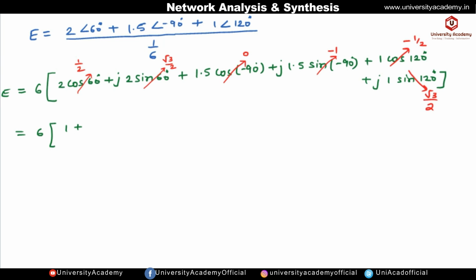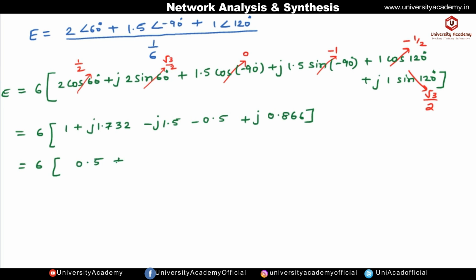Okay, so now it will become 2 into 1 by 2 is 1 plus j into root 3, so root 3 is 1.732, and this will become 0, and it is minus j 1.5. Okay, and this will become minus 1 by 2, that is minus 0.5, and this is plus j root 3 by 2 is 0.866, so this will be equal to 6 into, so 1 minus 0.5 is 0.5, and it will be plus j 1.098.